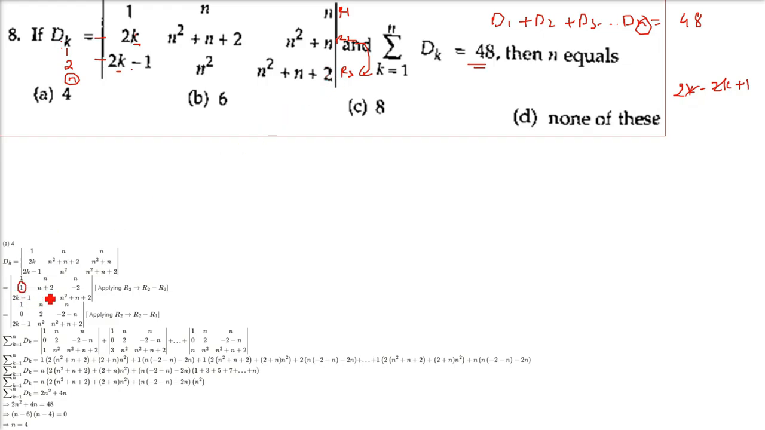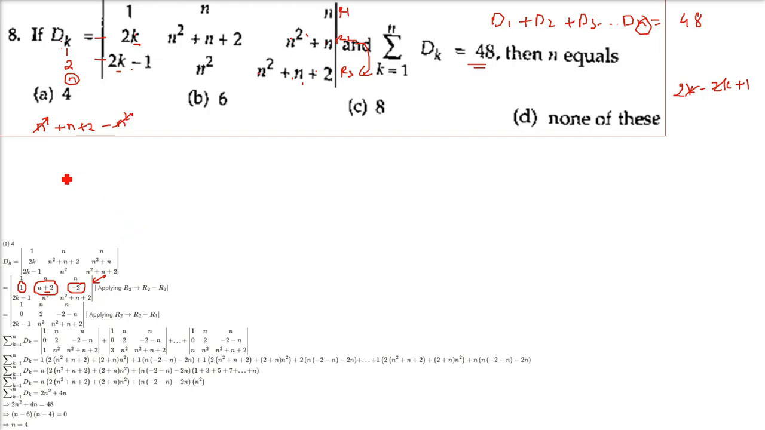Okay. For example, row 2 minus row 1 is n square plus n plus 2 minus n square. So n square will get cancelled, and only n plus 2 will remain. Right? Now coming to the third one, that is R2 minus R3. So n square plus n minus n square minus n minus 2. So minus 2 will remain. All these are very important because the later discussion will involve this.